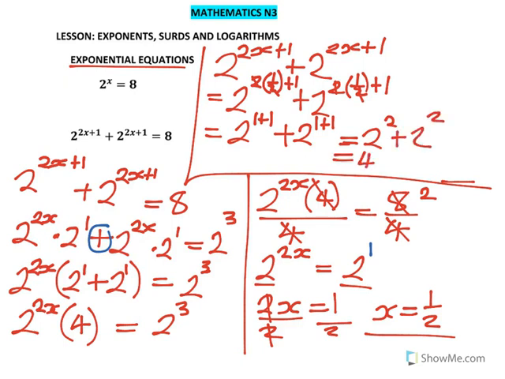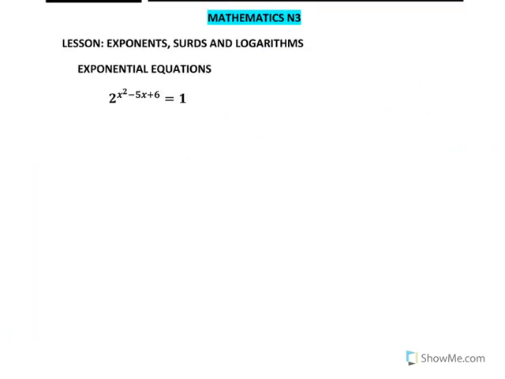2 to the power 2 is 4, plus 4, which is 8, which is your right hand side, which is correct. Let us move on to solve another exponential equation, a typical one. They are giving you that 2 to the exponent of x squared minus 5x plus 6, everything is in an exponent, is equal to 1.